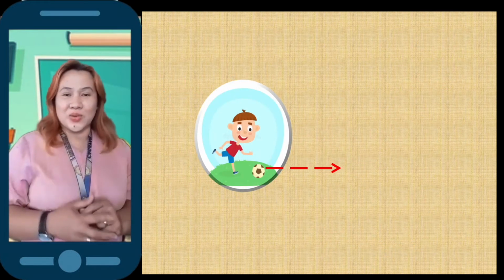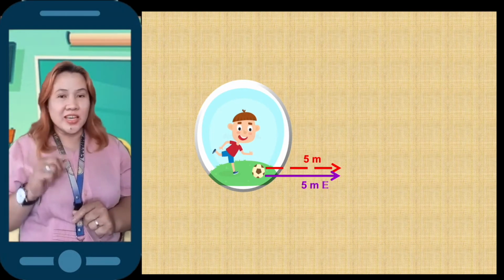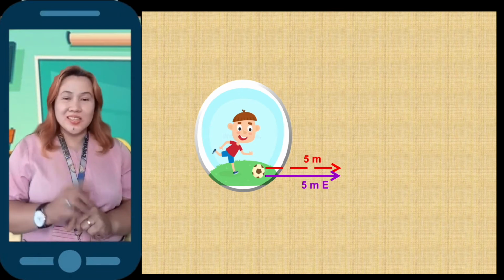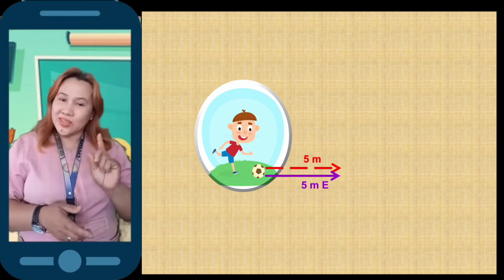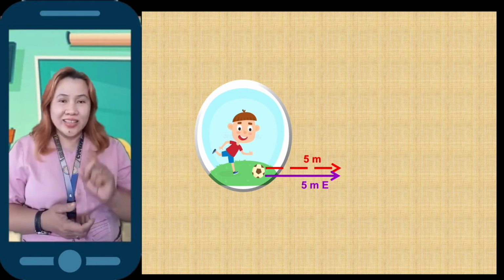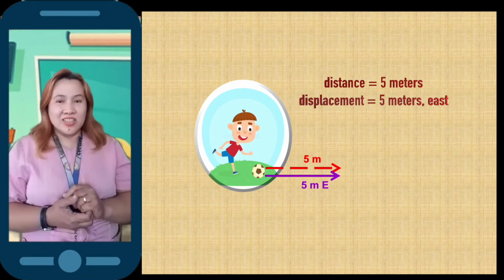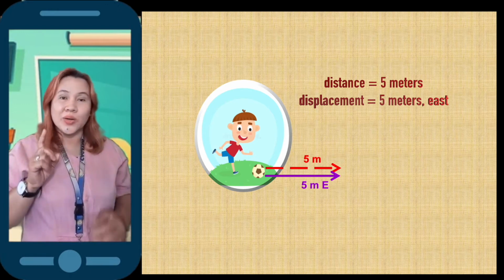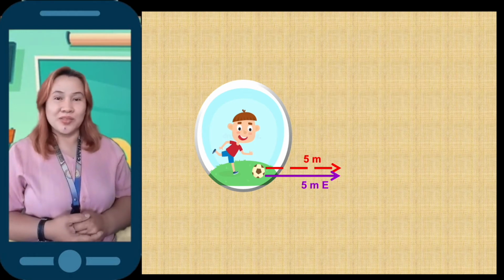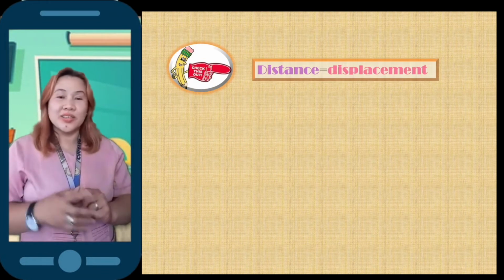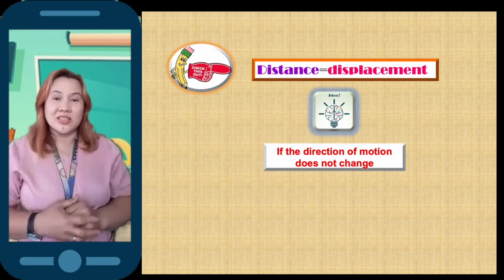Let us analyze the situation. When a soccer player kicks the soccer ball, the ball travels 5 meters from the player's position to its final position. What is the distance traveled by the ball? What is its displacement? Yes, you're right when you say that its distance is 5 meters and its displacement is 5 meters east. In that case, what can you say about the distance and displacement of the body? You're correct. If the direction of motion does not change, then distance is equal to displacement.